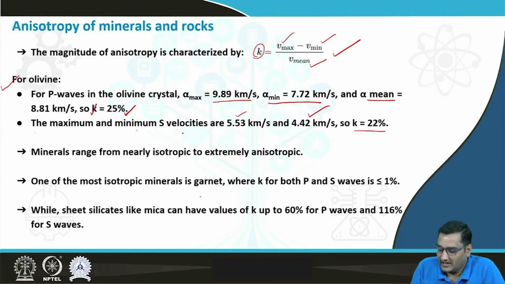garnet, and for garnet the values of magnitude of anisotropy for P and S waves are less than 1%, while sheet silicates like mica have magnitudes of anisotropy up to 60% for the P waves and around 116% for the S waves. So that is quite large.